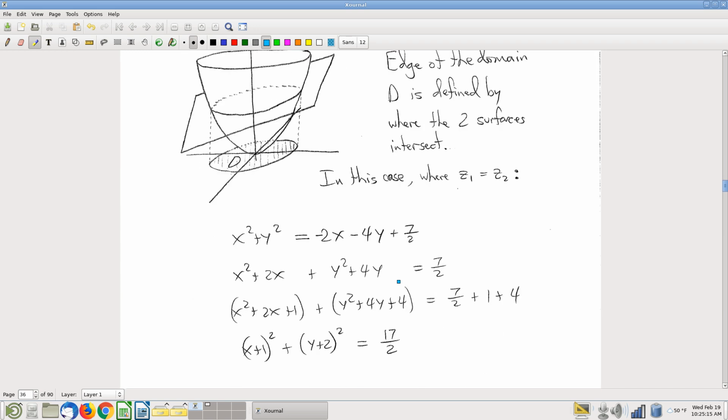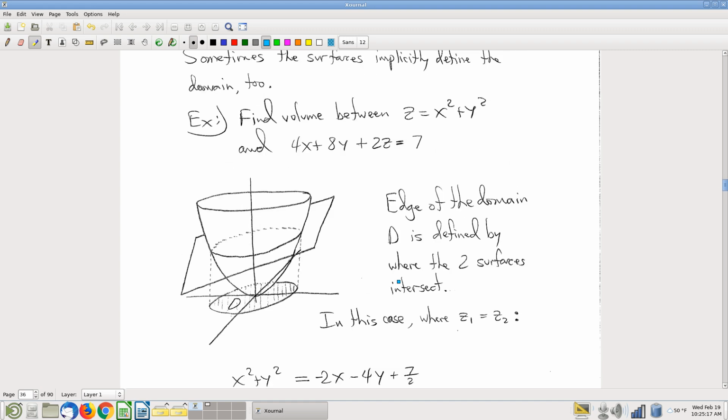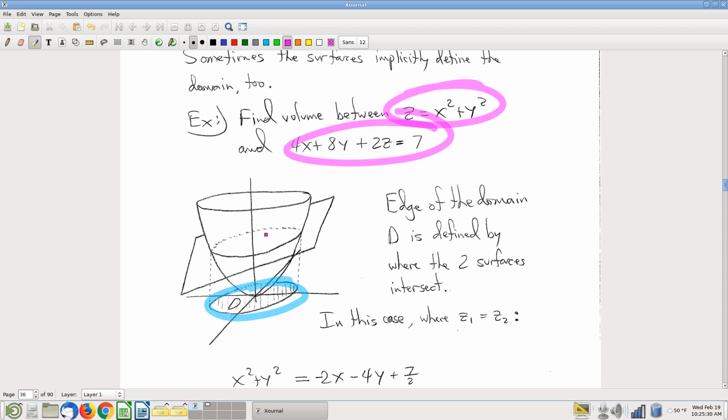Okay, and then another example. This is a nice example, of course, because the domain is not given explicitly in the statement of this question. Here, you have to infer what the domain is by looking at the 2 surfaces that were actually given and inferring from that what your domain is.